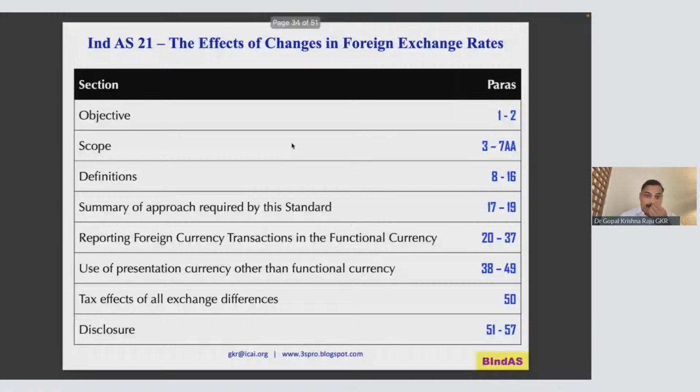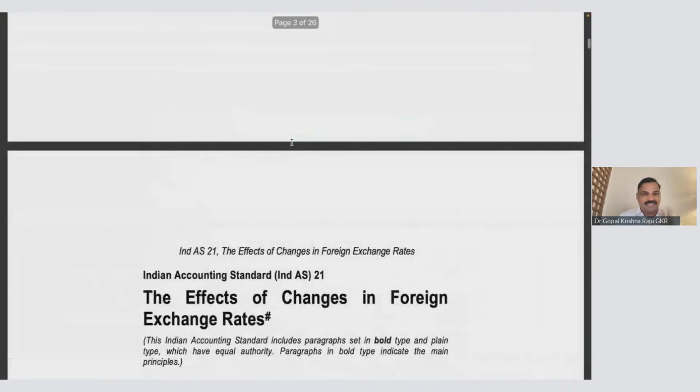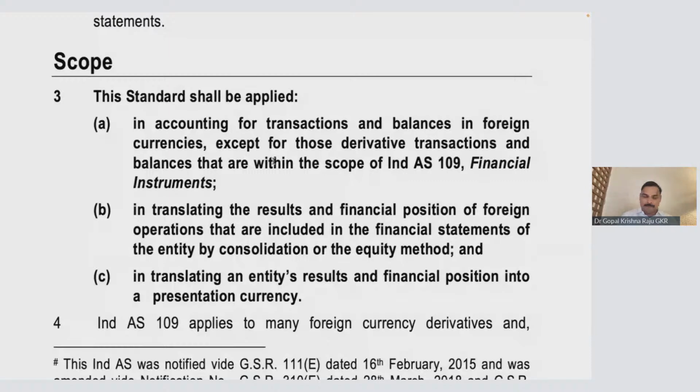Now let me directly take you to the scope part of it. What is the standard all about? Look at the scope. Once this is clear to you, I think the direction will be clear for me to take you through it. This standard shall be applied. Now, please understand, cross-border transactions are there.